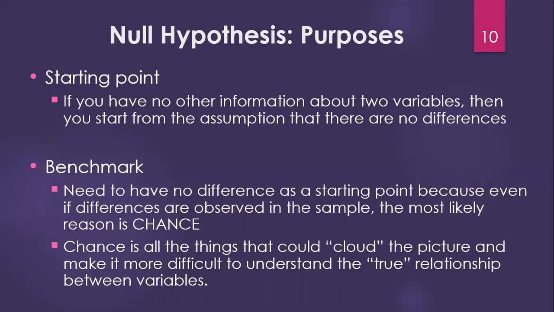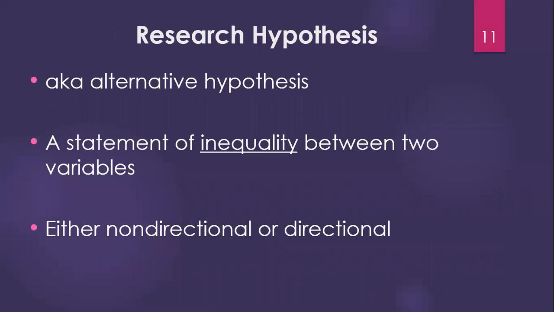So the null hypothesis is a statement of equality, is kind of like our starting point, right? Is our benchmark. We're starting from the assumption that there are no differences between groups, that the independent variable doesn't influence the dependent variable. In contrast, though, is the research hypothesis. The research hypothesis is also referred to as the alternative hypothesis, and this one says the independent variable does influence the dependent variable. This is now a statement of inequality between the two variables.